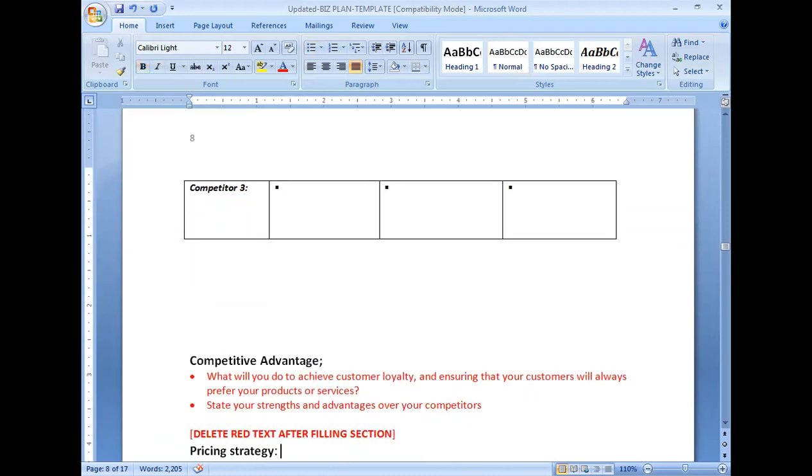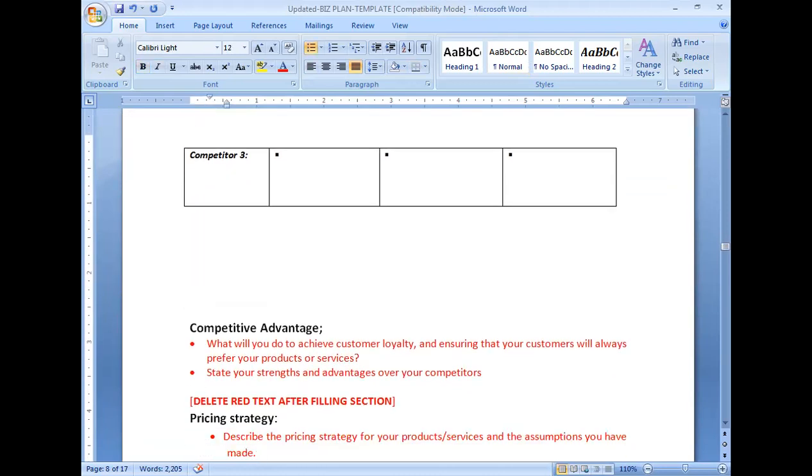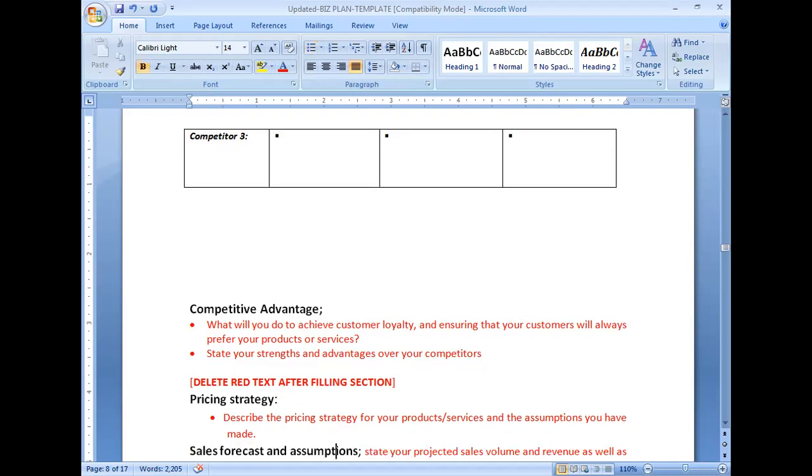So having identified your competitors' strengths and weaknesses, you have to now list your own competitive advantage. Those edges that you have that can make you thrive above your competitors. So you list them out.